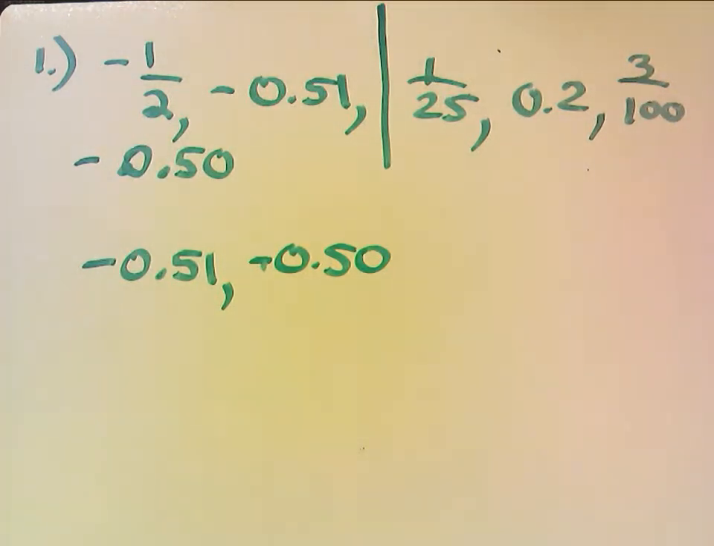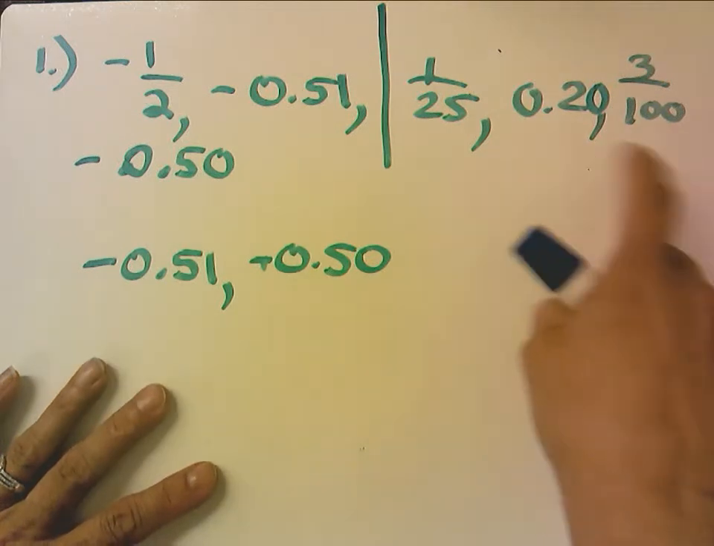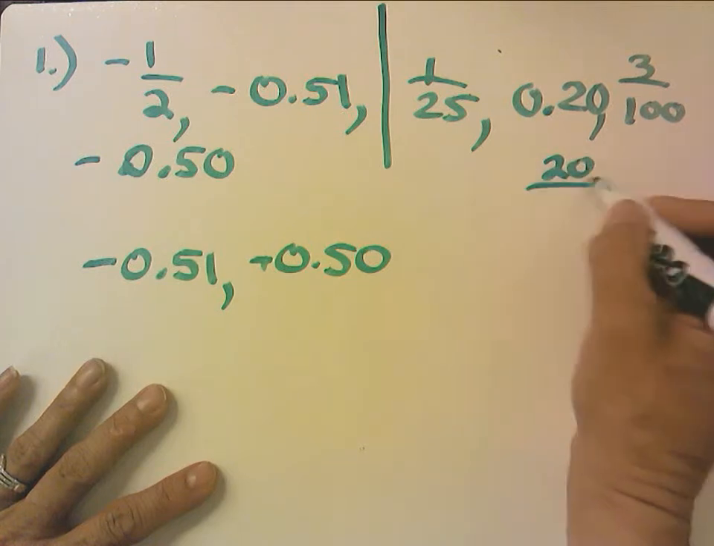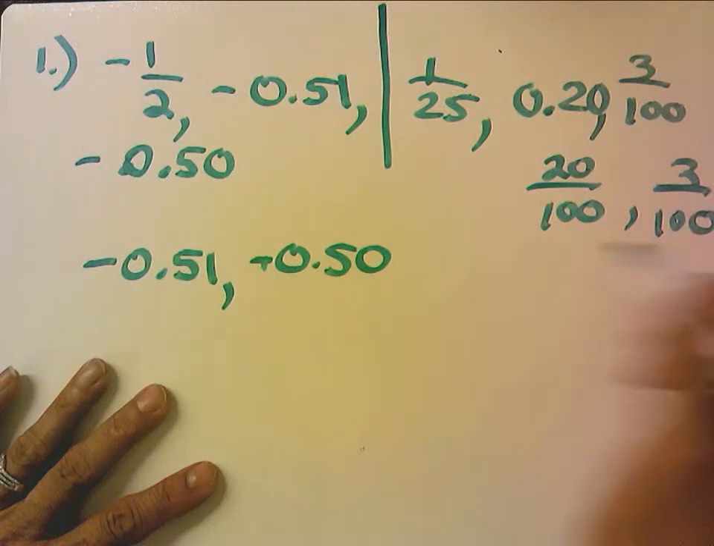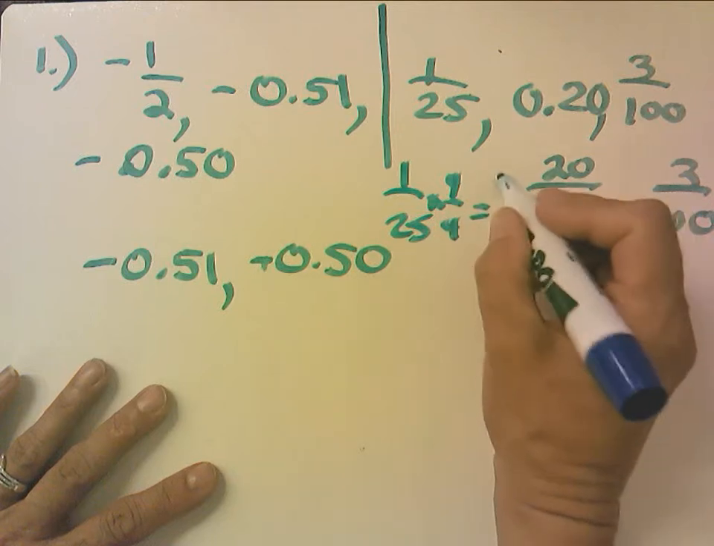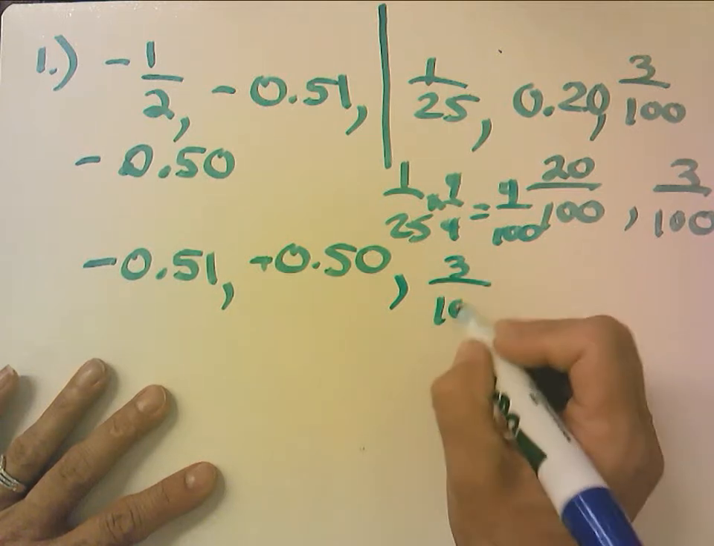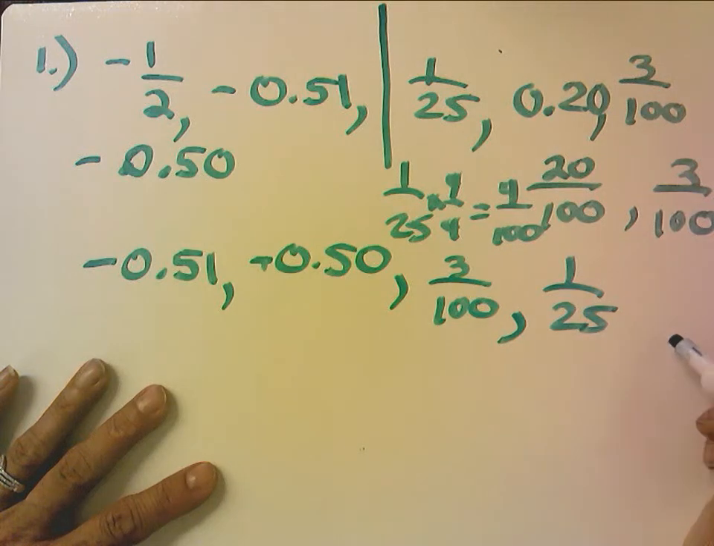I have an option. I can change them all to decimals or all to fractions. And I think I'm going to change them all to fractions. So this was 0.2, which was 2/10, but I can write it as 20/100ths, which is bigger than 3/100ths. And 1/25, if I multiply the top and the bottom by 4, becomes 4/100ths. So 3/100ths is the smallest, 1/25 comes next, and 0.2 is the largest.